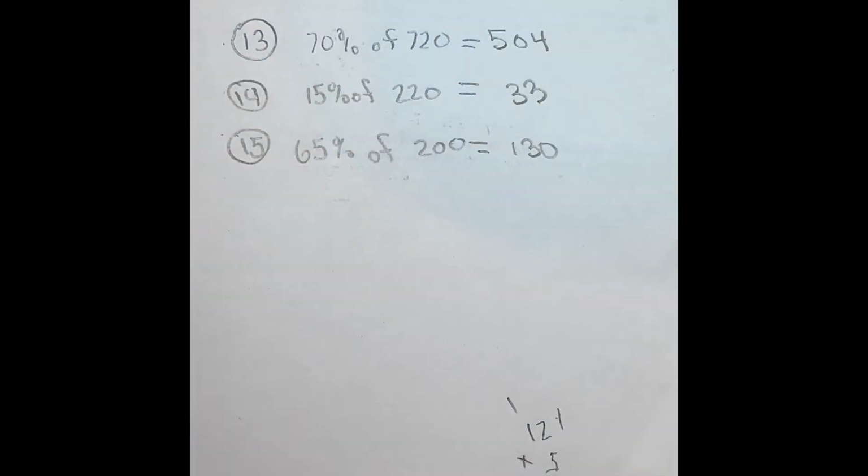Before we begin, we can check our homework from lesson 6. Number 13 was 70% of 720, and the answer was 504. For number 14, 15% of 220, the answer was 33. And finally, 15 is 65% of 200, which is 130.